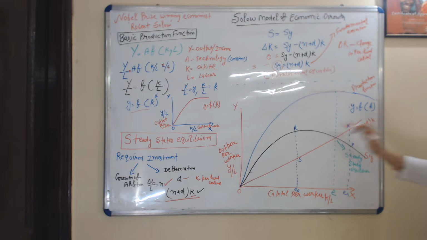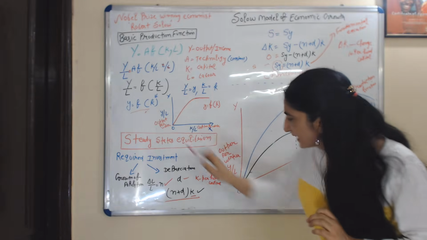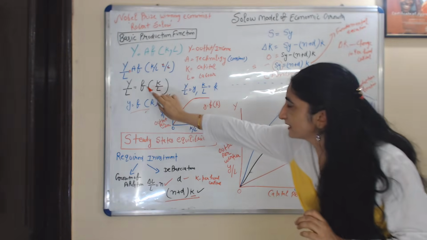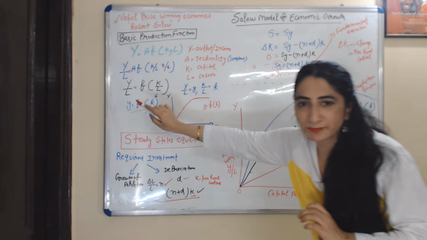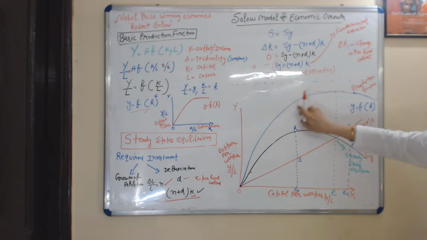I think you understand this blue curve. This is simply the production function as we discussed here. On the x-axis we take capital per worker, and on the y-axis we take output per worker.